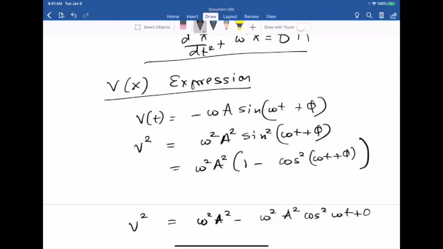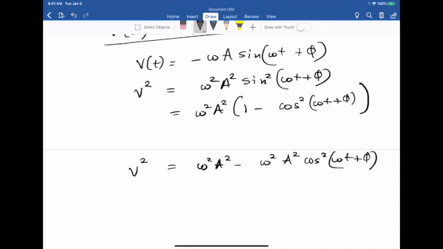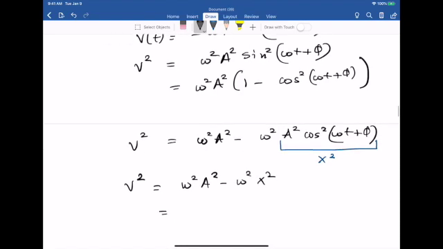Omega t plus phi. All right. Okay. Now, what does this remind you of, this part? This is just x squared, right? Because x is a cosine omega t plus phi. So we can plug that in and get v squared is equal to omega squared a squared minus omega squared x squared.